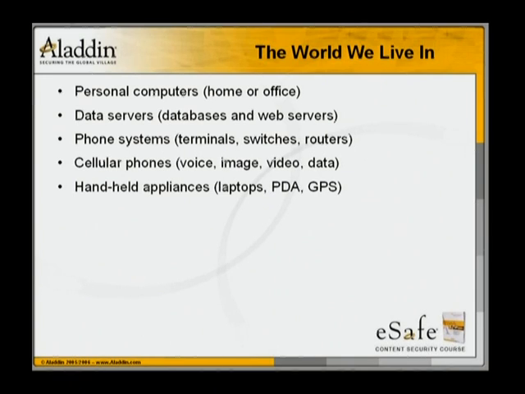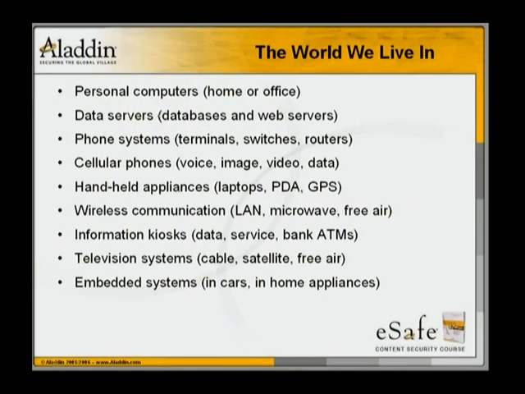We also have wireless communication. Let's say I have a laptop. I go to the airport. I want to surf the internet. They have a wireless connection there. I can surf the internet in the airport or in any hotspot like Starbucks or any coffee house that you can think of. Information kiosks. Think of a place that has a dedicated computer that you can use to surf the internet. It's called a kiosk because anyone can use it. Television systems. We have cable, satellite, free air. Basically, it's the way you watch TV.